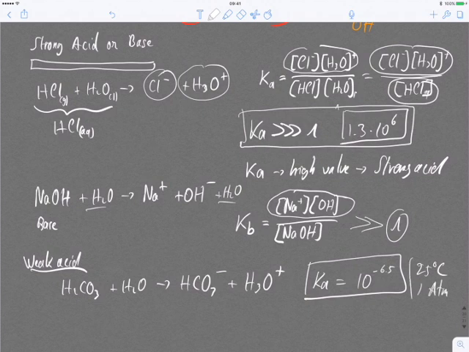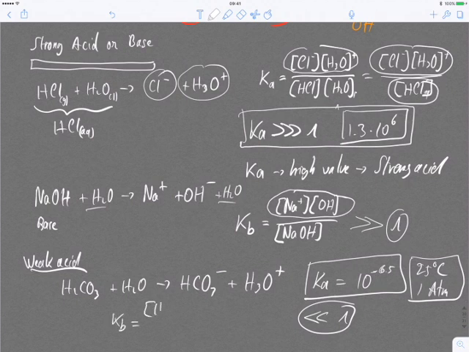You will see that this is quite important when we're dealing with carbonate. This number here is way smaller than 1. That means that if you take the Ka equal to the concentration of HCO3 minus times the hydronium concentration divided by the carbonic acid. Again, this is what we call carbonic acid.